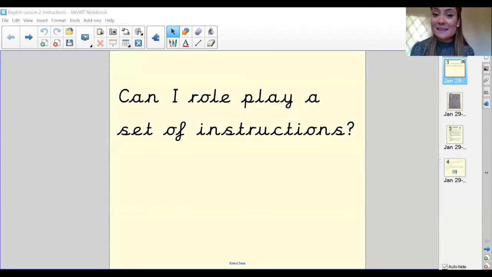Let's get started. Let me see if I can share my screen with you. So our objective today is, can I role play a set of instructions? Can I role play a set of instructions? Fantastic. Now, role play means to act out. So what I want you to do at the end of this lesson is see if you can act out a set of instructions, okay?